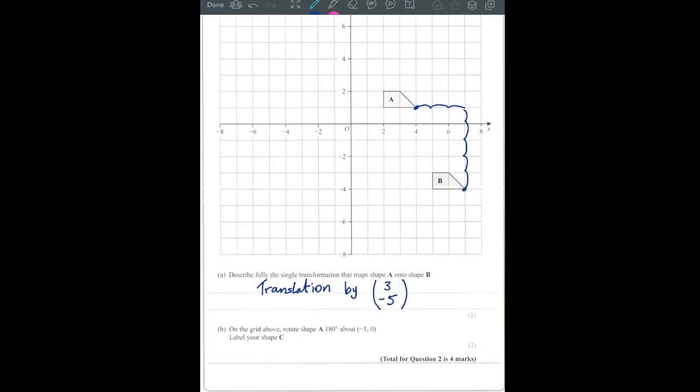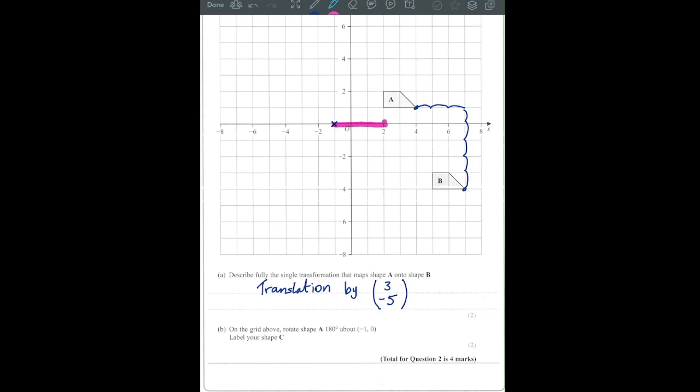Part B of the question on the grid above: rotate shape A 180 degrees about (-1, 0). So the first thing I'm going to do is label that point (-1, 0), the point we rotate 180 degrees about. Now, probably the easiest way to do this question is with graph paper. Put your graph paper over, draw shape A onto it, put your pencil at that point and spin it round 180 degrees. You don't have to use graph paper.